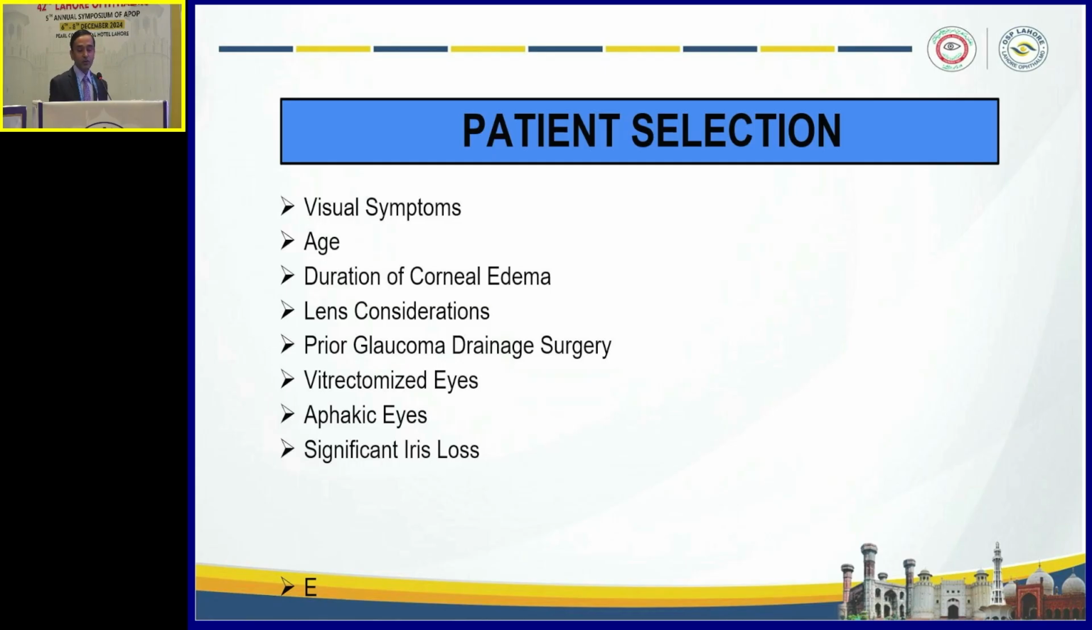First and foremost is the patient's visual symptoms and complaints, most importantly glare, if interfering with daily activities and comfort. There is no upper age limit, but an important consideration for children is that the anterior chamber should be large enough for the graft to be safely inserted and positioned.